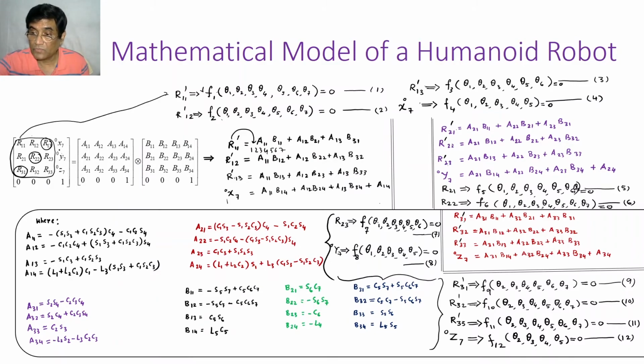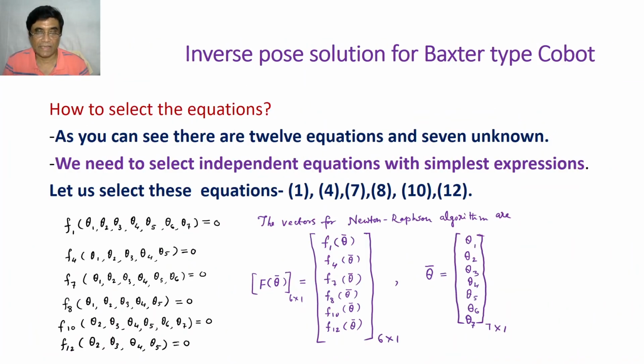So I have 12 equations. Out of those 12 equations, 6 I will have to select. Okay. So I have selected, and the rule for selection is that they should be independent as far as possible. They are independent. 1, 2, 3, 4, 5, 6. So these are my equations, and then the vector for the Newton-Raphson algorithm. Now in vector form you write this. So this is 6 cross 1, and you vectorize theta. Theta is a 7 cross 1 vector.